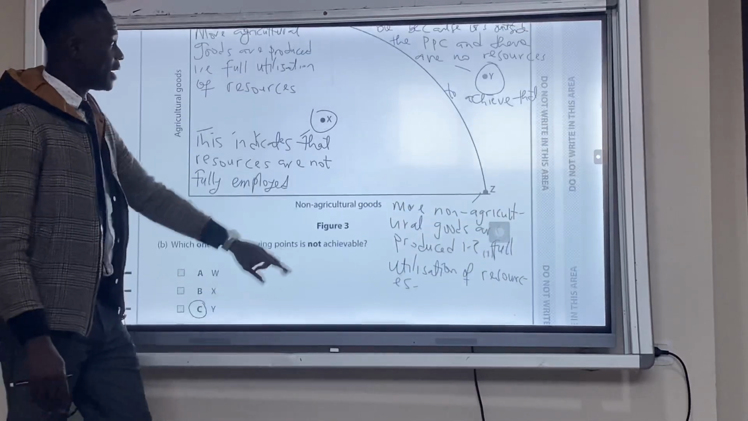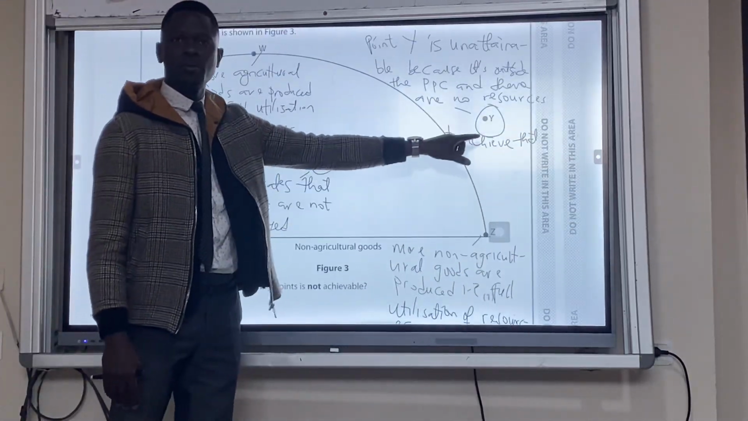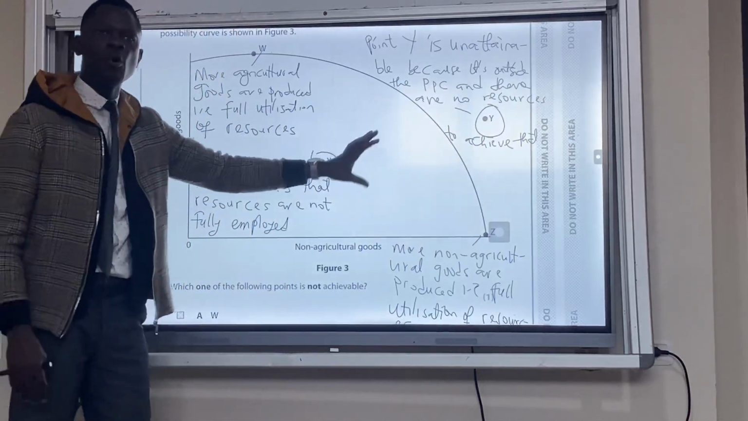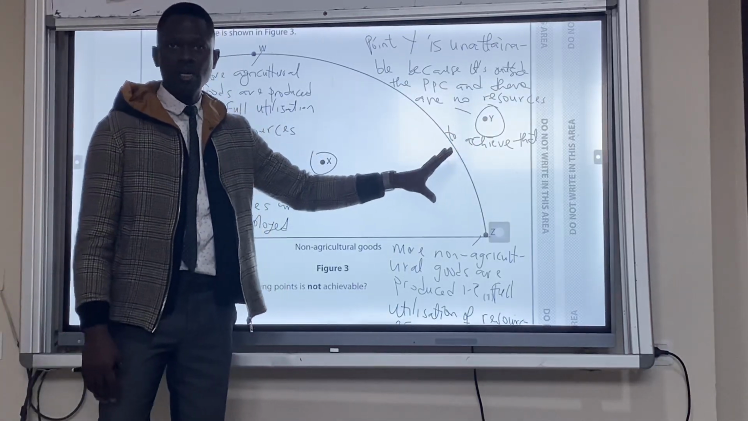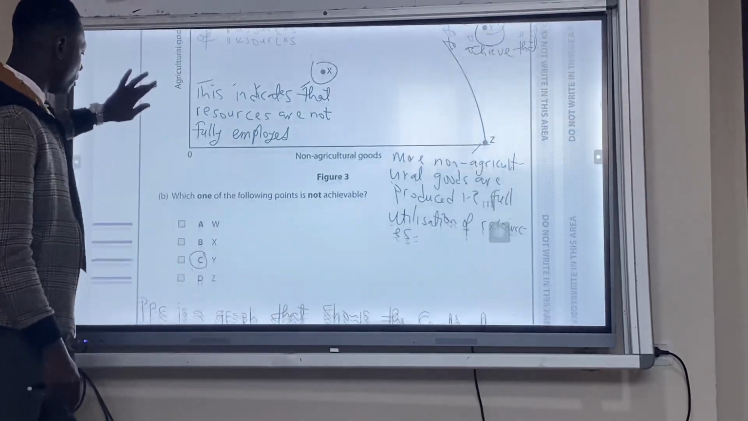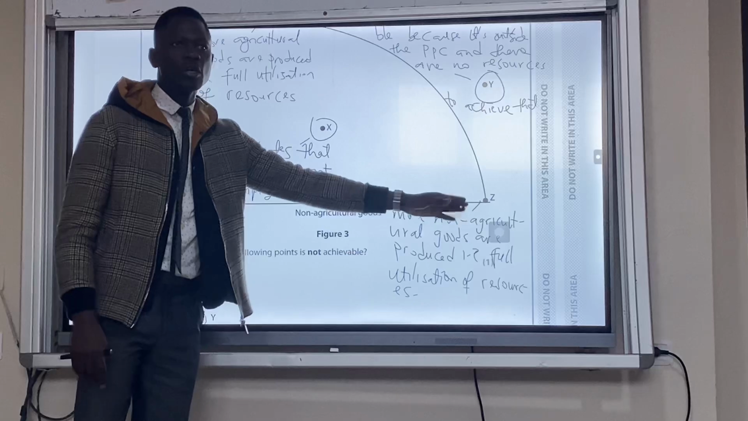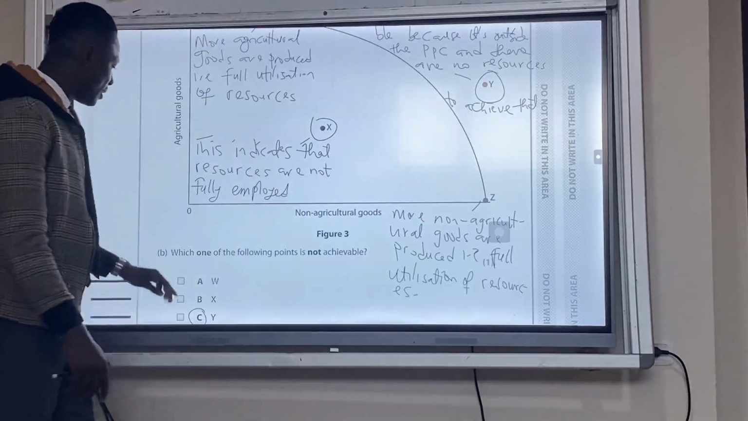Point Y, like I told you, point Y is not possible because we don't have resources to get here. So it is not achievable or non-attainable. Is it clear? Yes. So the answer is Y. And for the last question, Z, it is achievable because we are producing non-agricultural goods. So the answer is C. Is it clear? Yes.